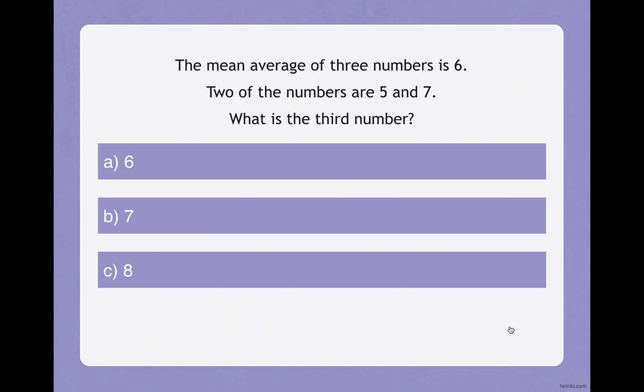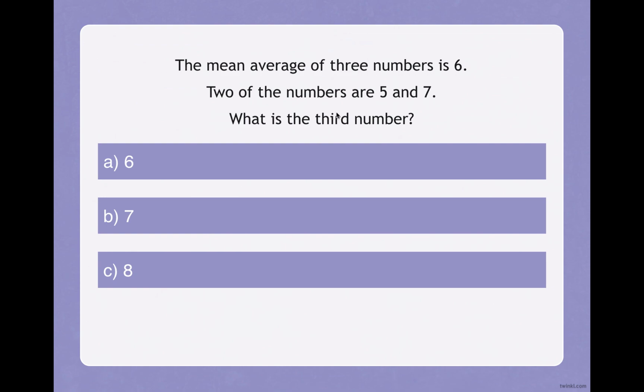Question 3. The mean average of the 3 numbers is 6. 2 of the numbers are 5 and 7. What is the third number? So we already have the average is 6. So when you add these 2 numbers and another number we don't know, we get 6.